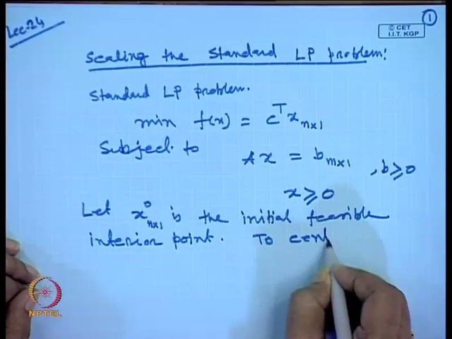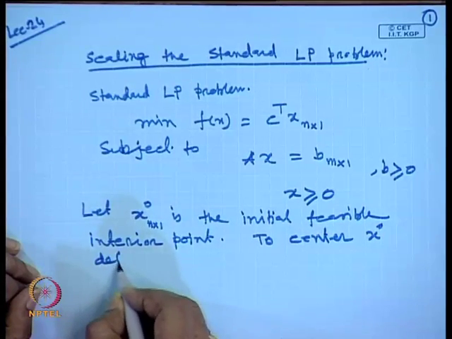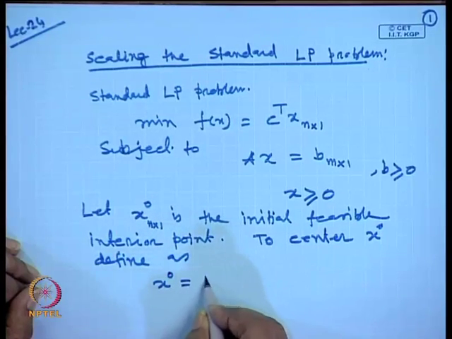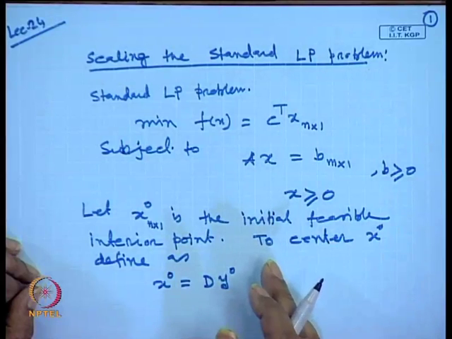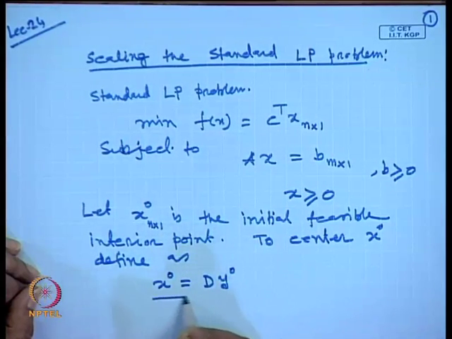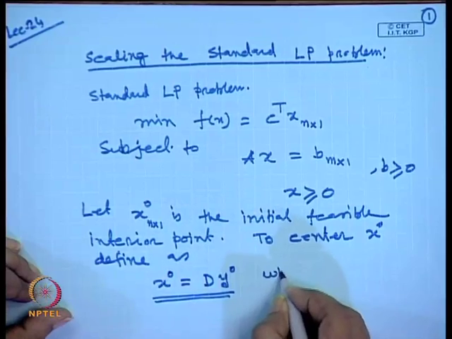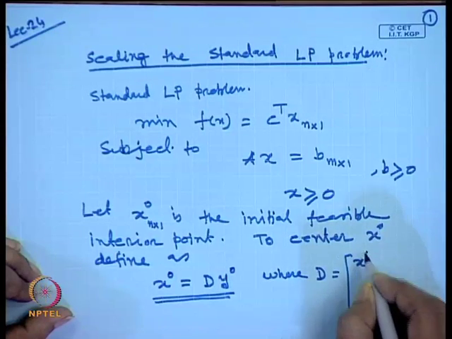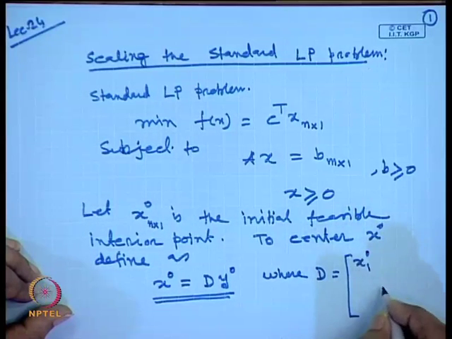To center x 0, we define x 0 equal to D y of 0, where y of 0 means the transformed coordinate system. So this transformation we have used. The next question is, what should be the choice of D? We will select D like this, using x of 0. There are n elements of x of 0: x1 0, x2 0, up to xn 0.